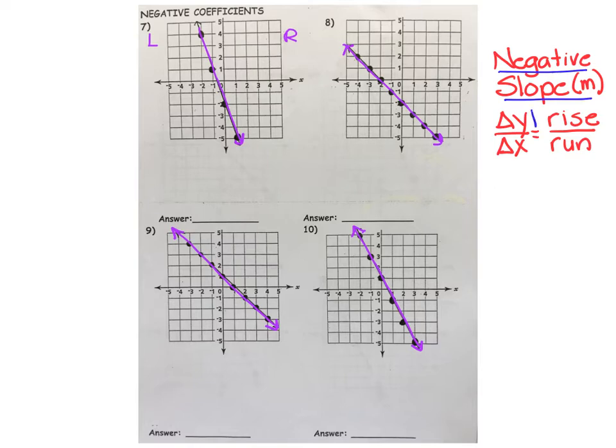Remember, delta y controls your up or down movement, and delta x controls the run to the right. And then we know our b value is our y-intercept.